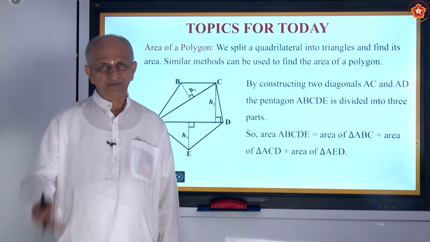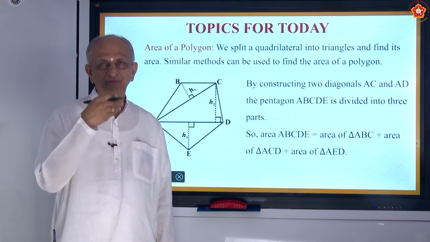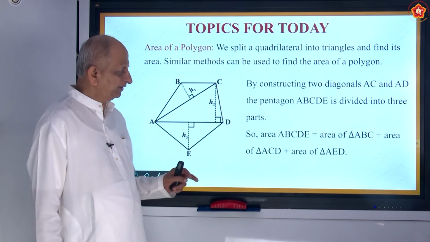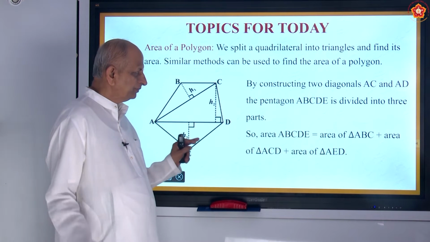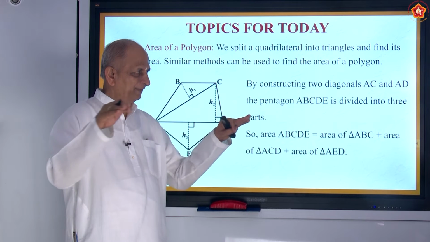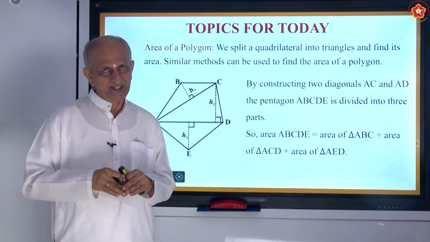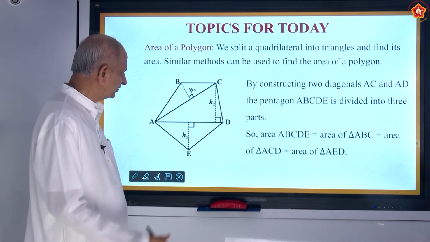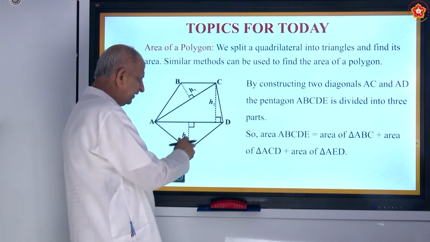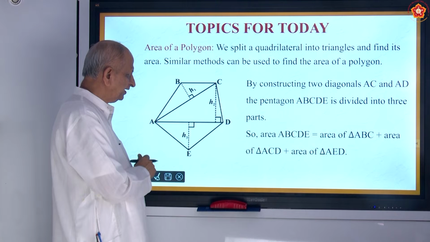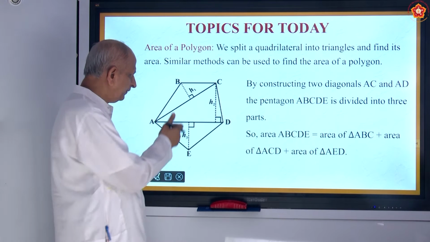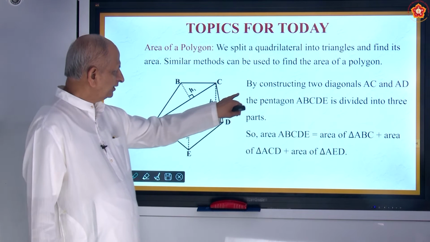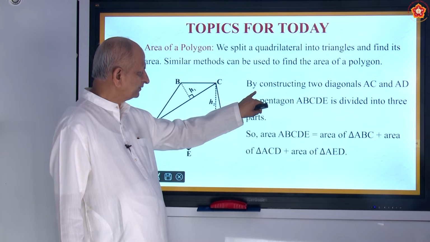Especially some of you may know, for the sale or purchase of lands, they will convert the shape of the land into definite known figures. For example, this is in a pentagon shape. This pentagon area can be found out by dividing it into suitable triangles and by constructing 2 diagonals.